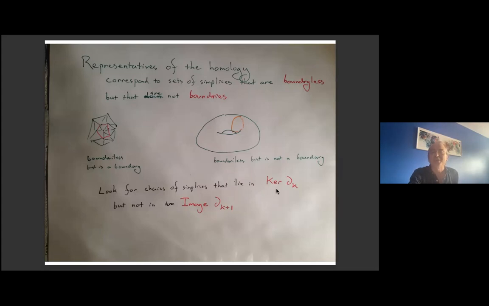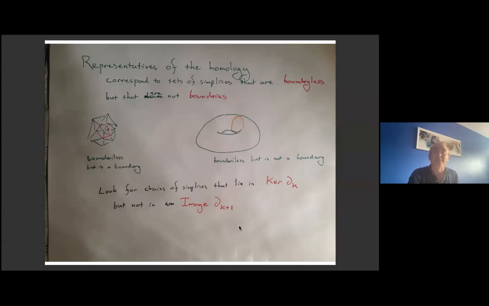We're going to look for chains of simplices, that is superpositions of simplices. They lie in the kernel of the boundary map, but not in its image. The kernel of the boundary map at dimension k: these are k-simplices that are annihilated by the k-dimensional boundary map, but they're not in the image of the boundary map at one higher dimension. So they're not the boundaries of some chain of simplices that get mapped into a k-dimensional chain of simplices at that dimension. So that's what we're looking for.